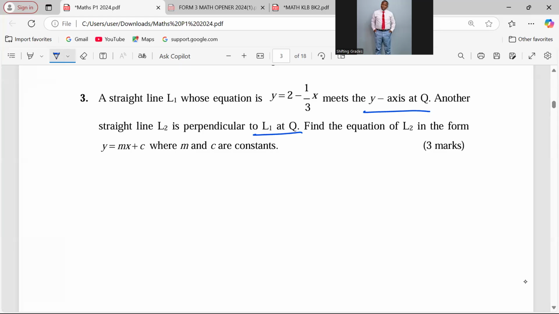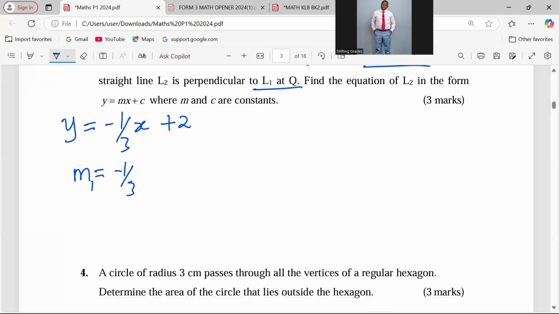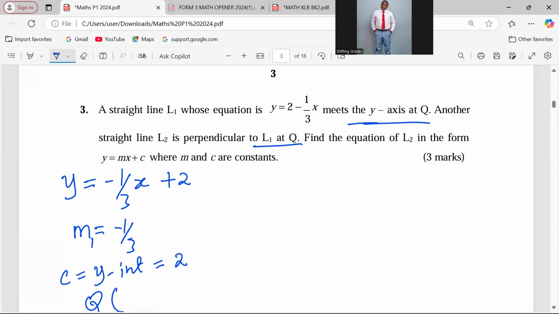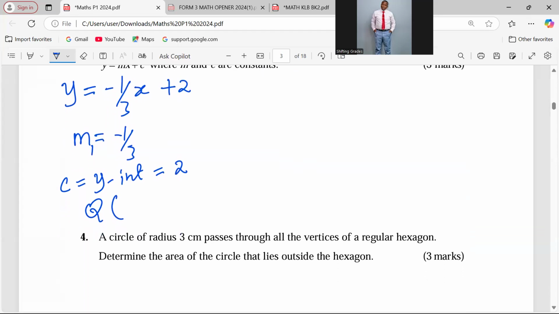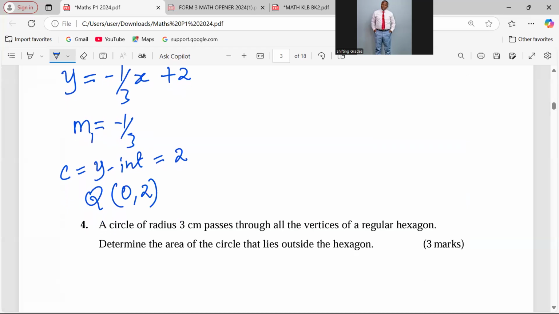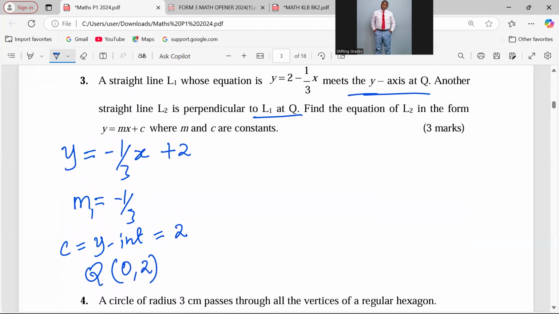Look at this. Equation 1, y equals, I begin with negative a third x, then I add 2. You see, now I can say that the value of gradient is negative a third for line 1, m1. And the y-intercept c equals 2. The y-intercept can be written as a coordinate, whereby it is coordinate Q. Where the line cuts the y-axis is coordinate Q. So coordinate Q will be (0, 2). That is what you're supposed to know.